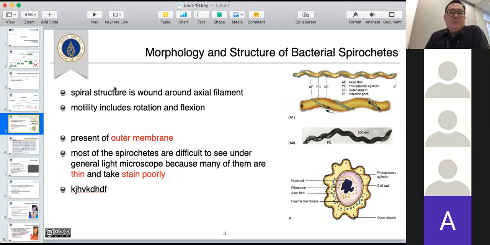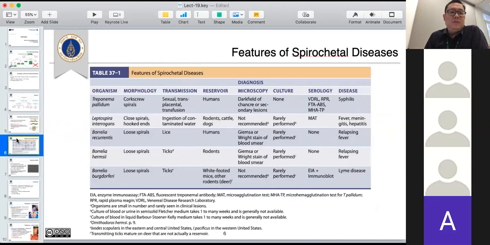Let's talk about the structure. Now we just move to the diagram comparing Treponema, Leptospira, and Borrelia. This is a table demonstrating the features of the spirochetes that cause spirochetal disease. You should compare these three and know the main disease they cause.